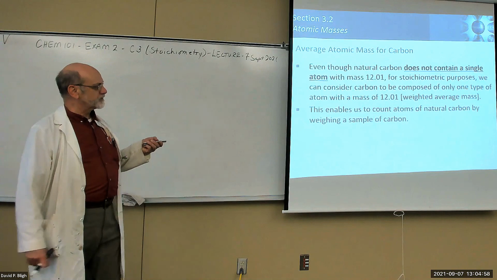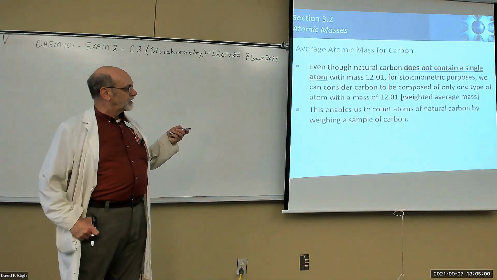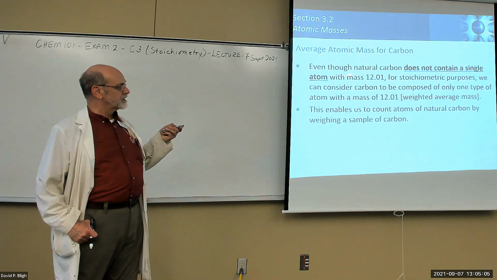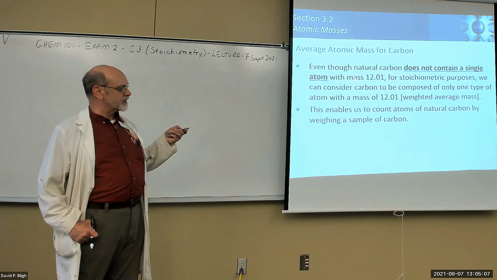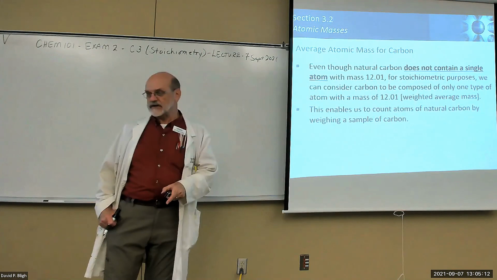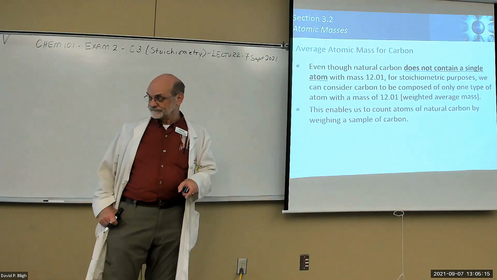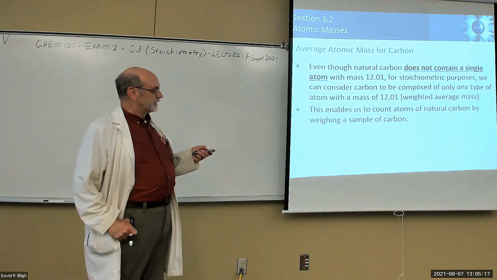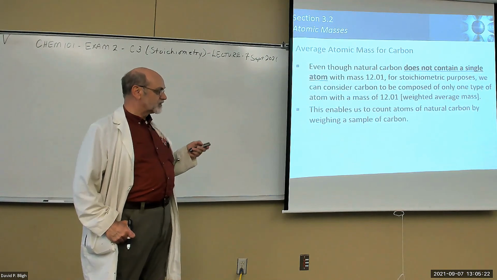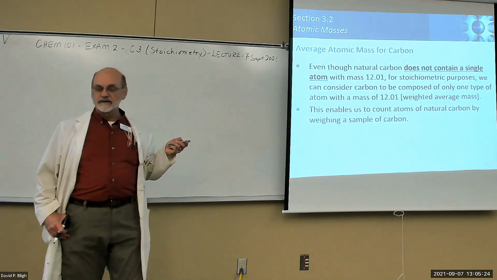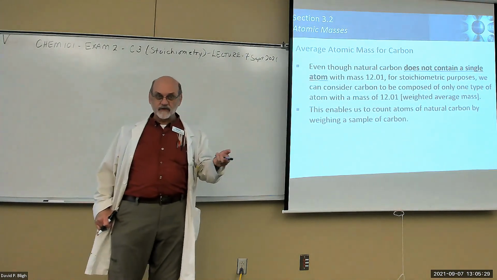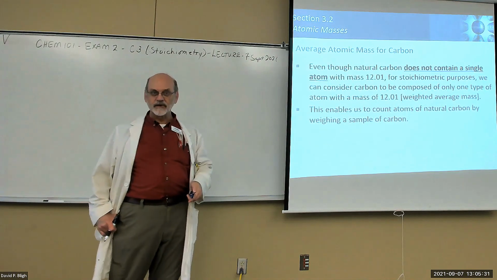This just reiterates the point. Even though naturally occurring carbon contains atoms that are on average this mass, you won't find a single atom that is that mass. Does not exist. It's a weighted average. Okay. But it does allow us to count the number of atoms by weighing them. Except my balance doesn't read atomic mass units. So we need something else.